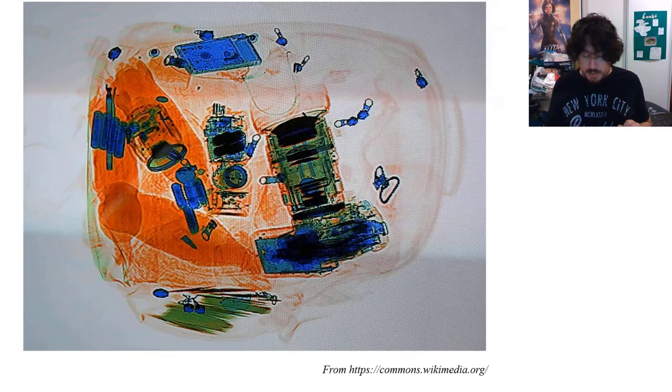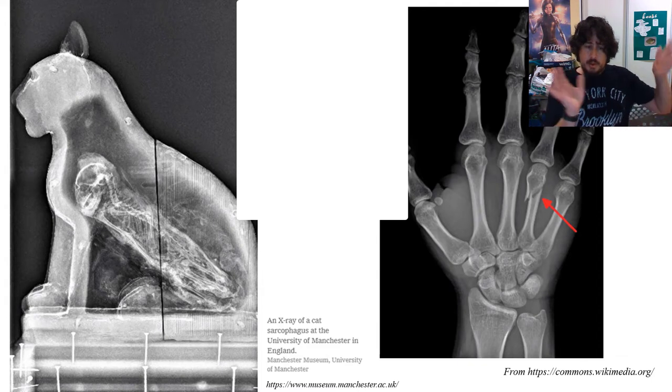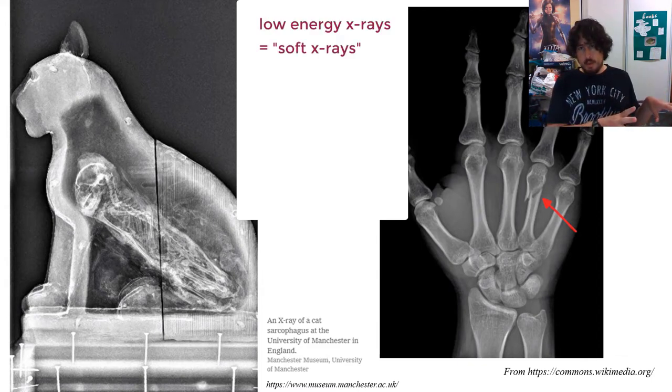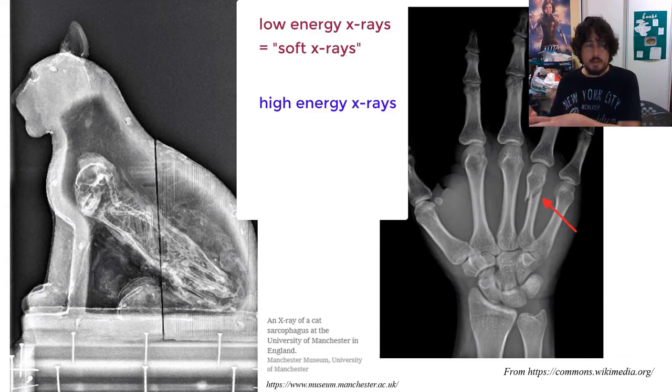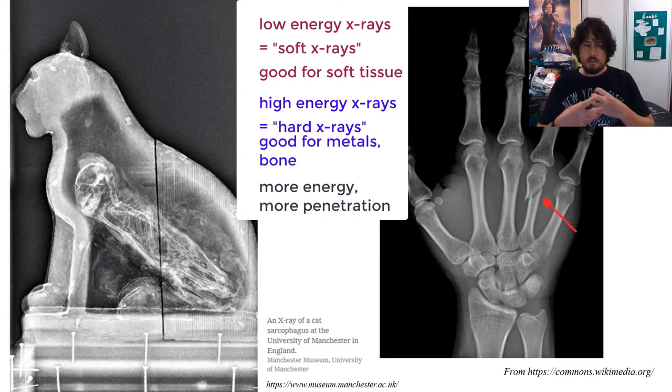X-rays have two regions they can be judged as. Low energy X-rays are called soft X-rays, and high energy X-rays are called hard X-rays. The higher the energy of the X-ray, the more it can penetrate, the greater its power. Soft X-rays, lower energy X-rays, are better for looking at soft tissue. Higher energy X-rays are better for looking at harder tissue or things with heavier nuclei, such as metal atoms.